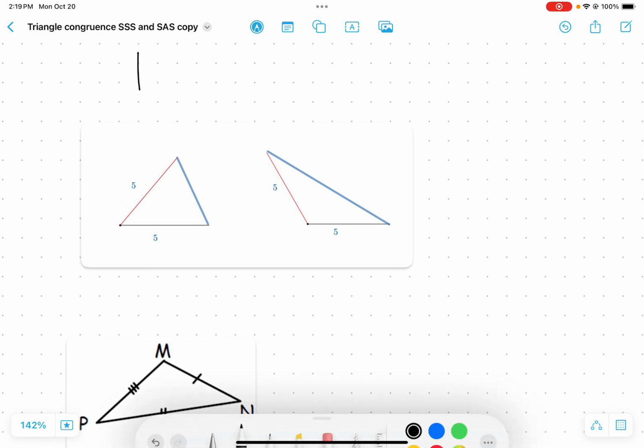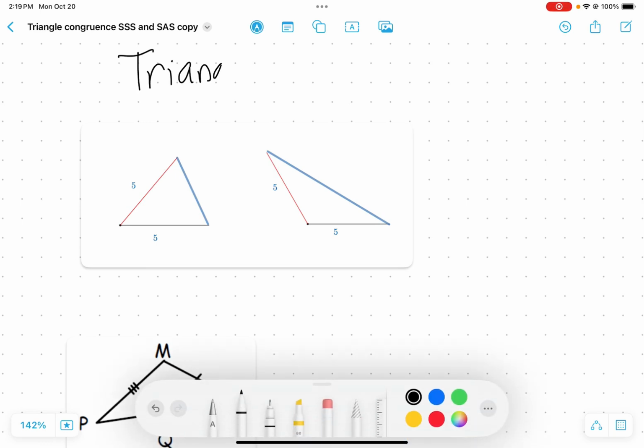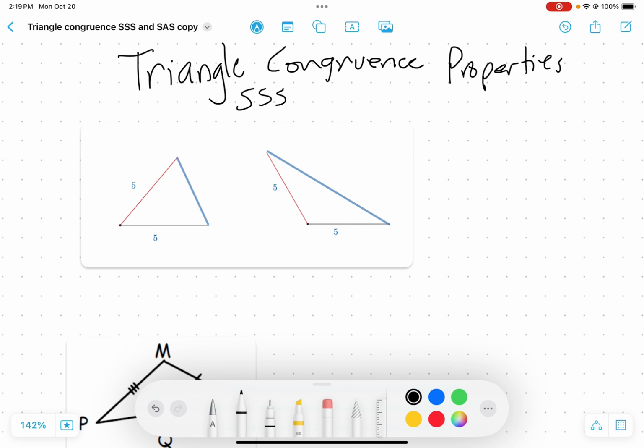All right, so in this lesson, we're going to learn about the triangle congruence properties. There's a bunch, so this lesson will be the first part. The two that we're going to learn about today are side, side, side, and side, angle, side, and we're going to figure out what that all means.